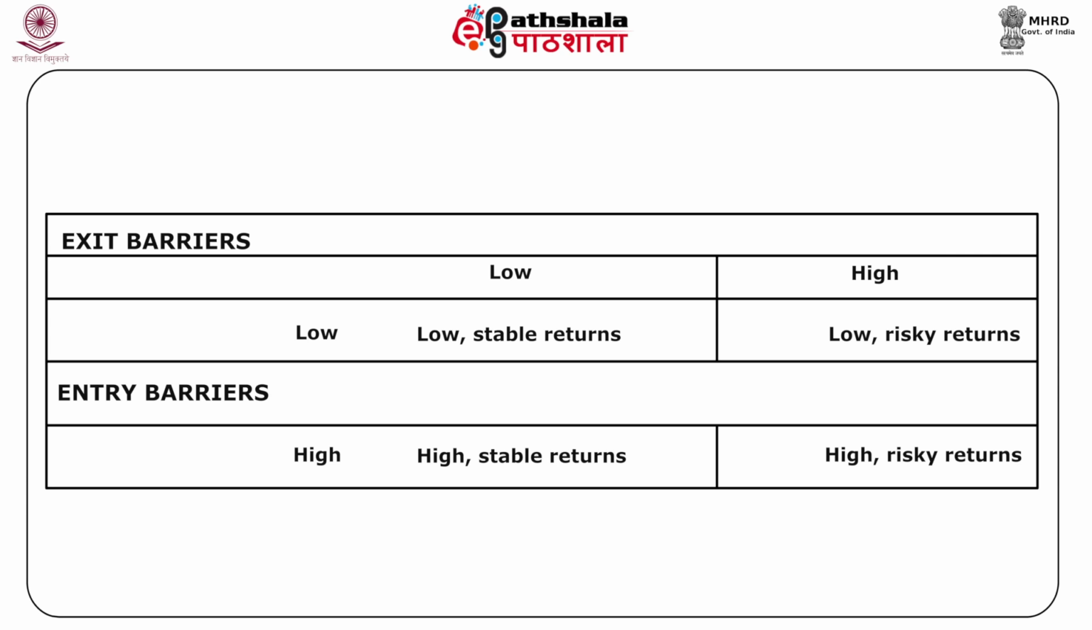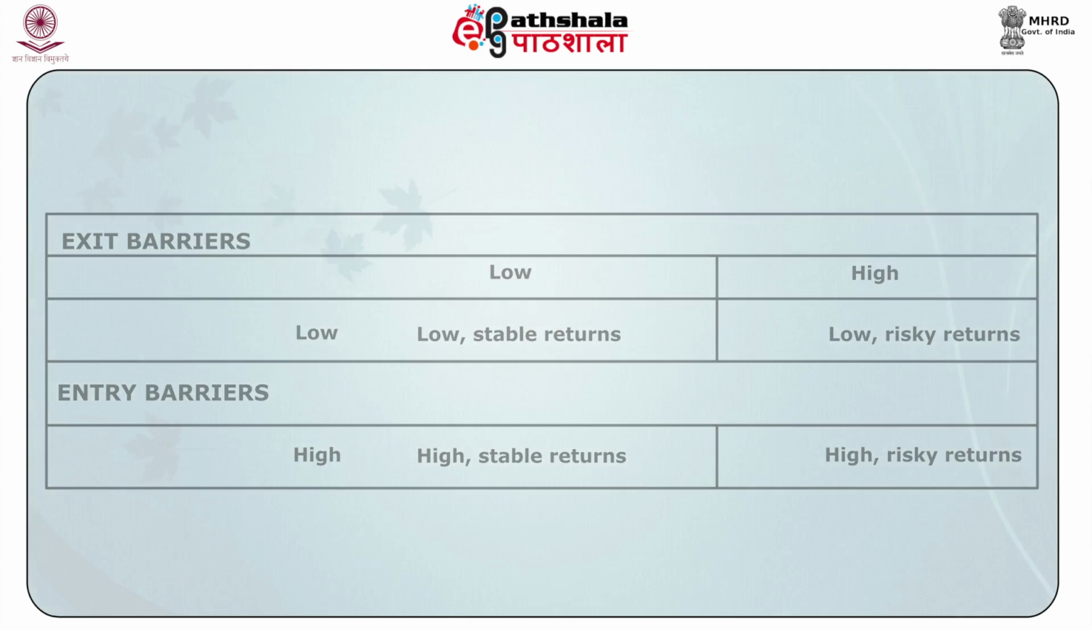As observed in the matrix, the worst case is one in which the entry barriers are low and exit barriers are high. In a business cycle, when the profit rate is high, it will attract a number of entrants as entry is easy, but once entered, the firms will be stuck in the industry even when returns fall. Ultimately, the profits are quite poor in this type of situation.